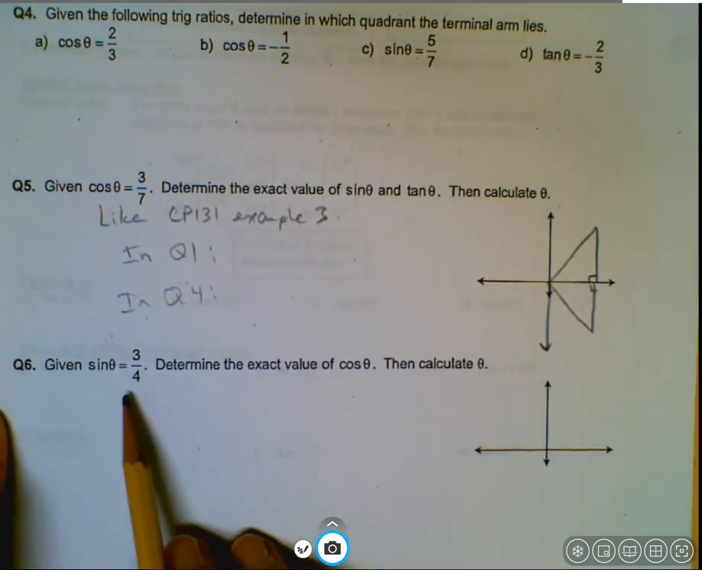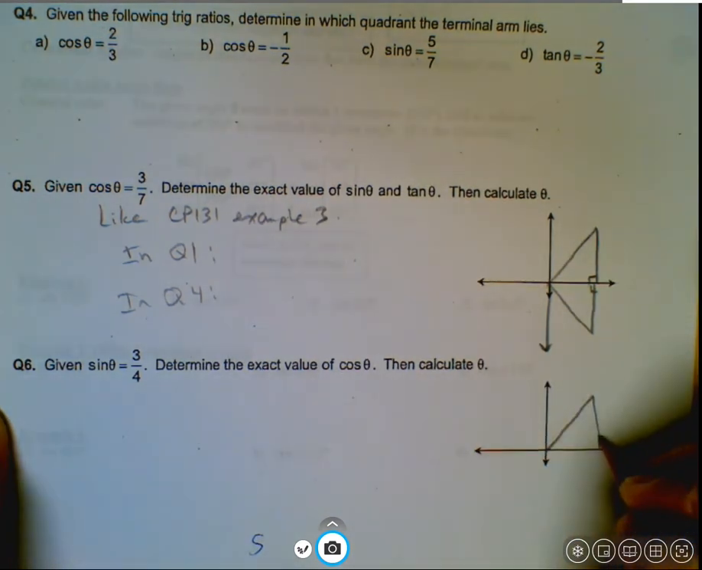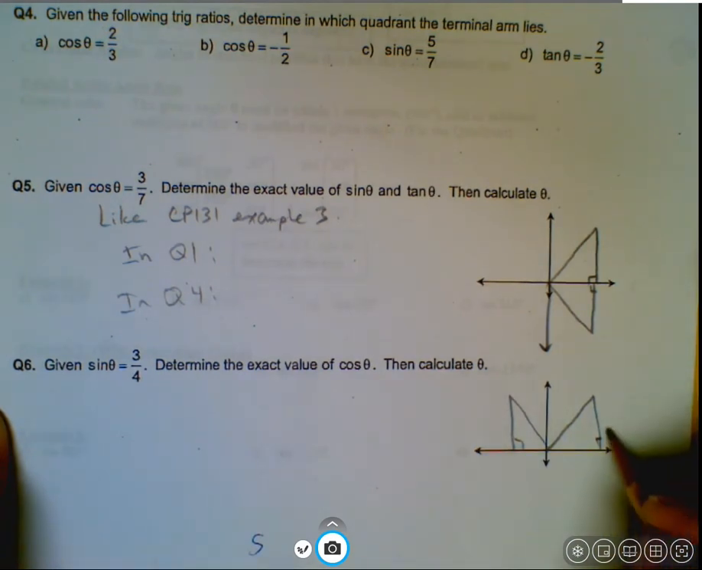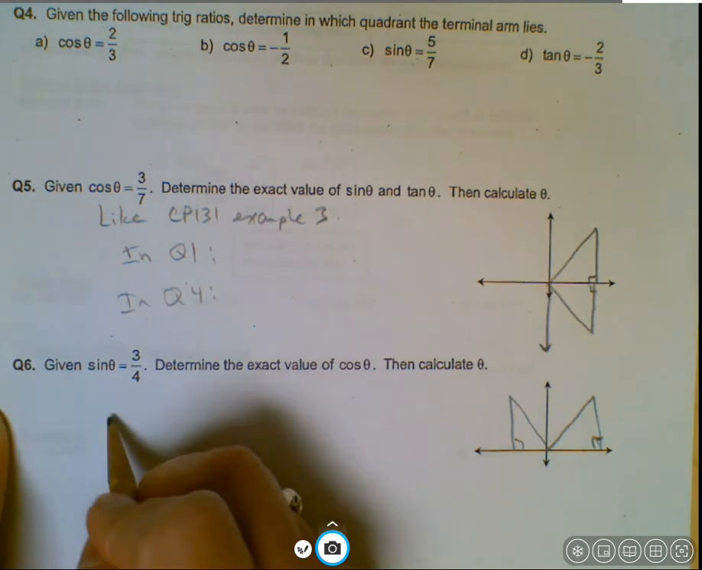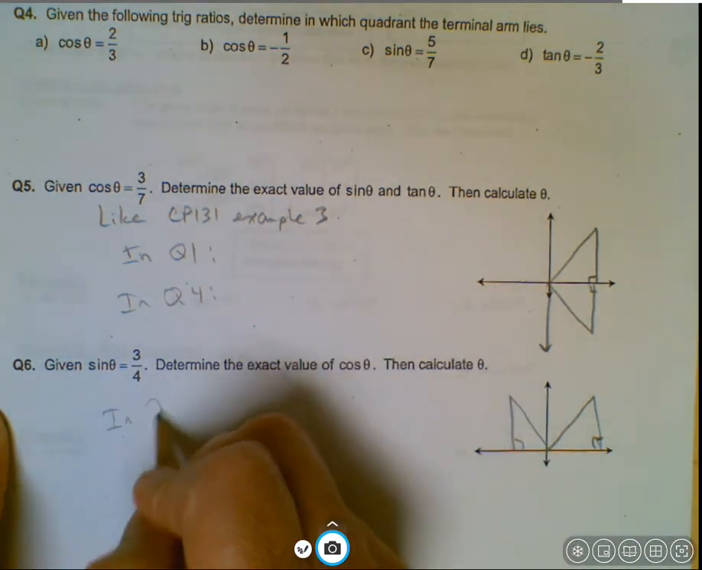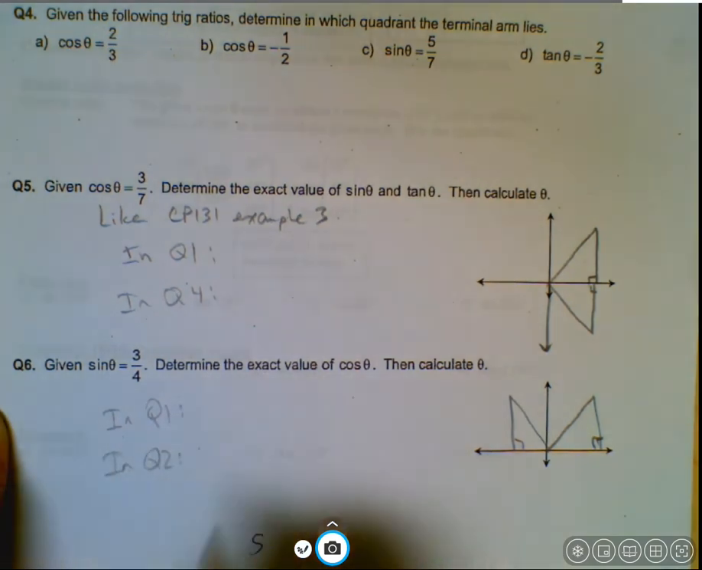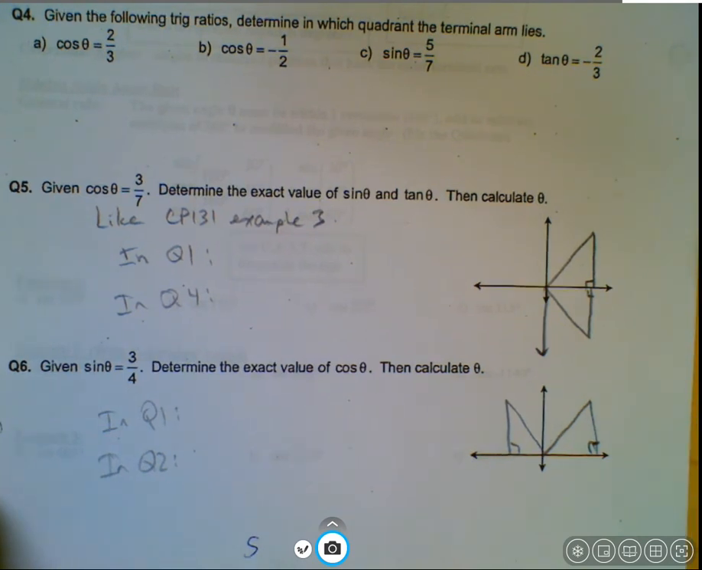And same thing with this one. Sine theta is 3/4, so sine is positive, which means there's going to be one triangle in quadrant 1 and one in quadrant 2. And so you'll have two sets of answers for cos theta. In quadrant 1 you'll have one cos theta, and in quadrant 2 you'll have a different cos theta. And remember, the numbers are going to be the same. It's just whether they're positive or negative because of where the triangle is.